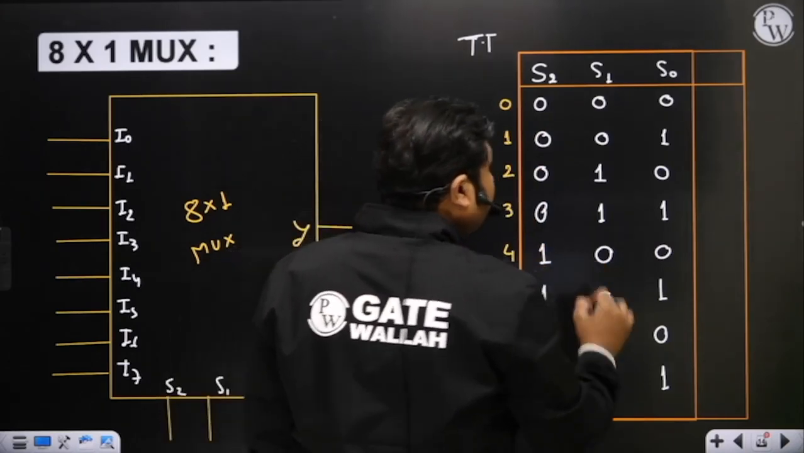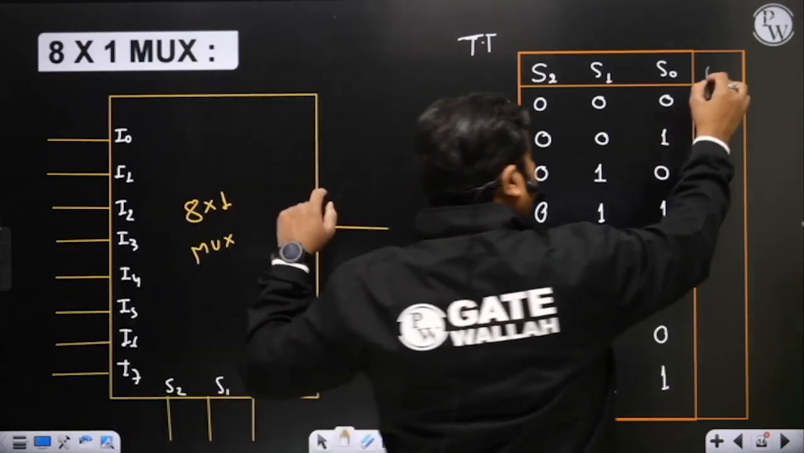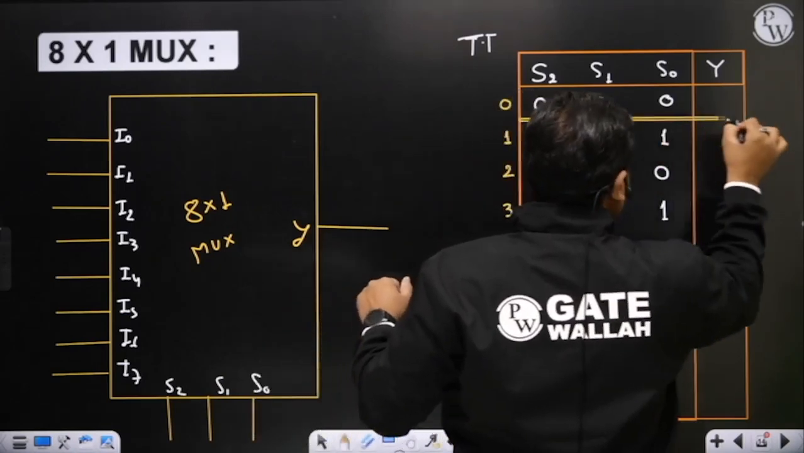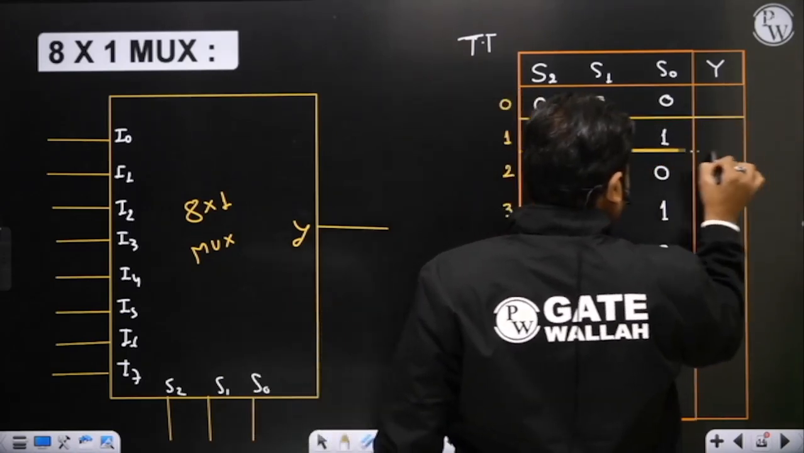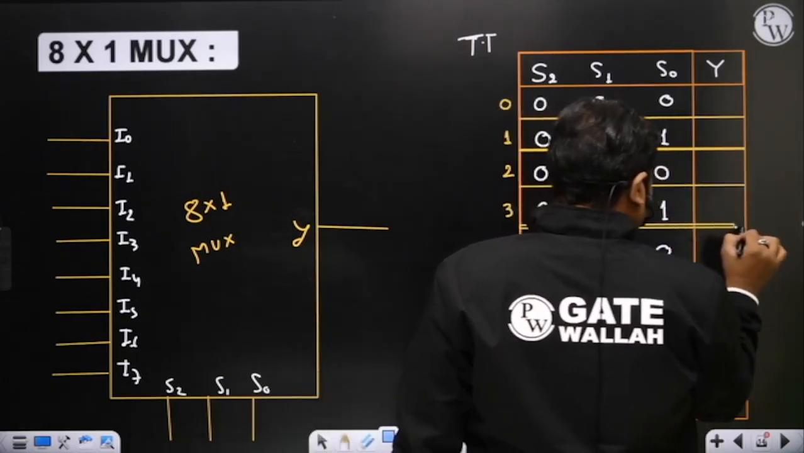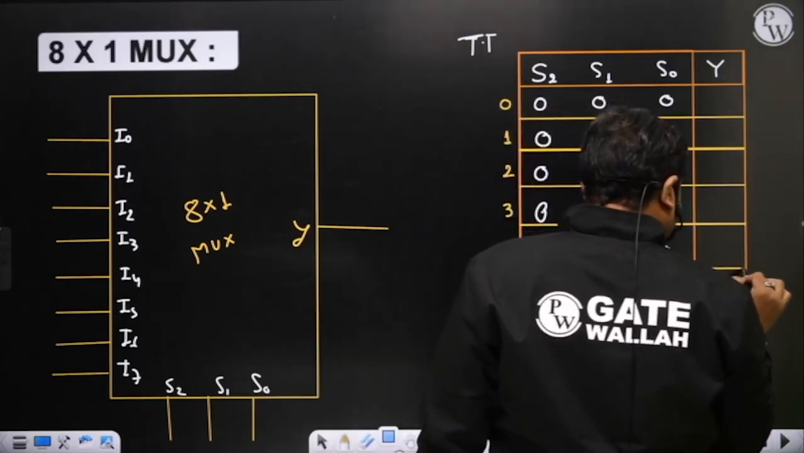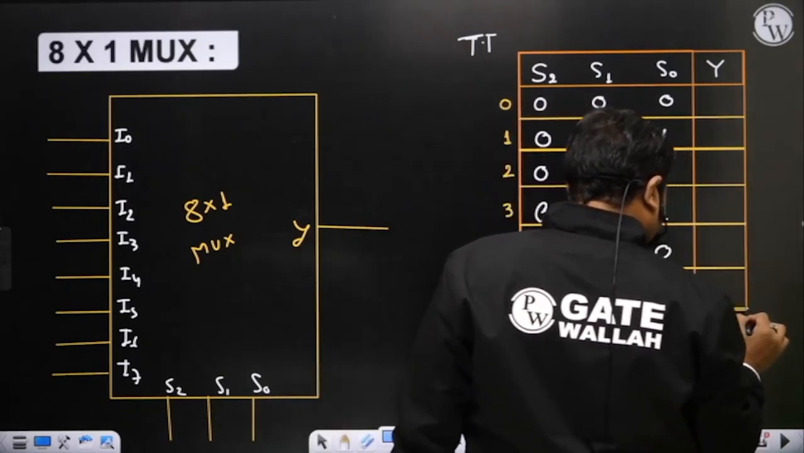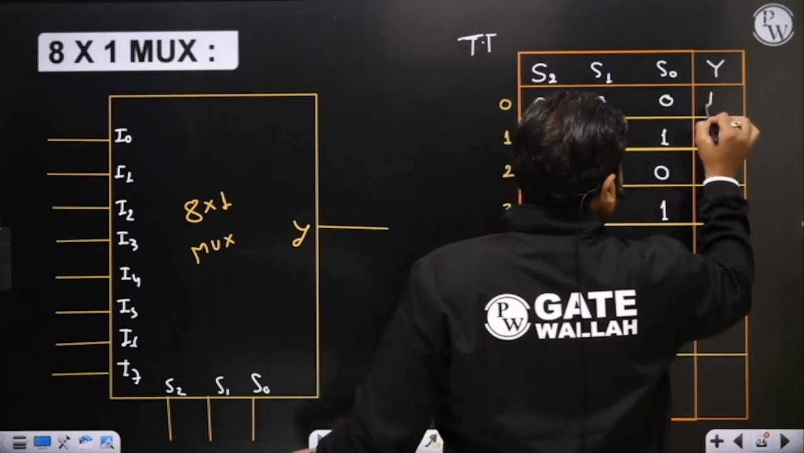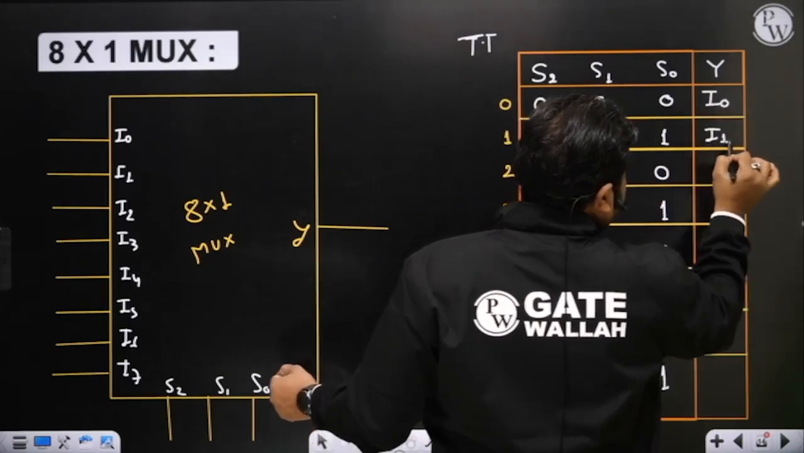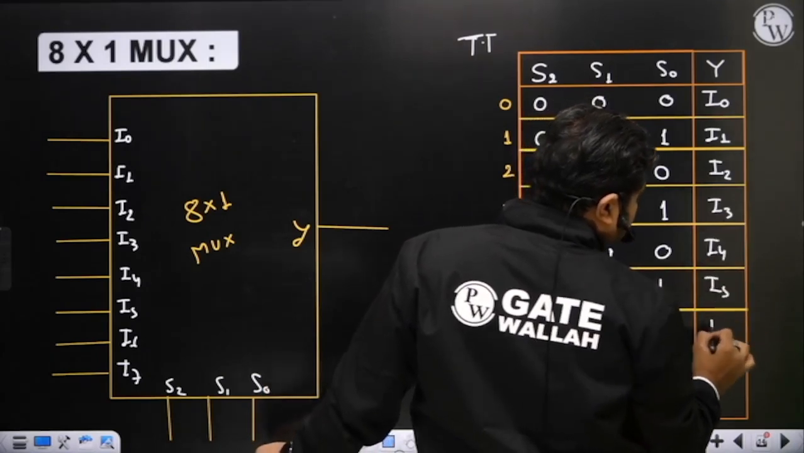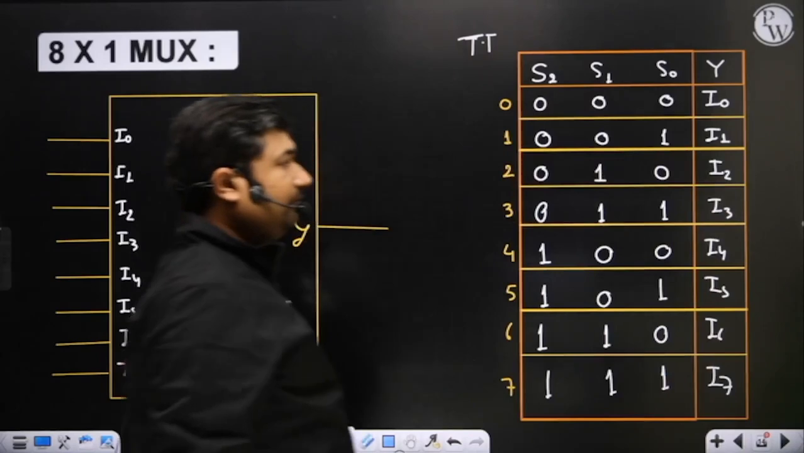Where are we getting logic 1? What are we getting at the output? In the select line condition of 0, 0, 0, whatever information is given on the I0 pin is going to be transferred to output Y. Similarly for I1, I2, I3, I4, I5, I6 and I7. Great, sir.